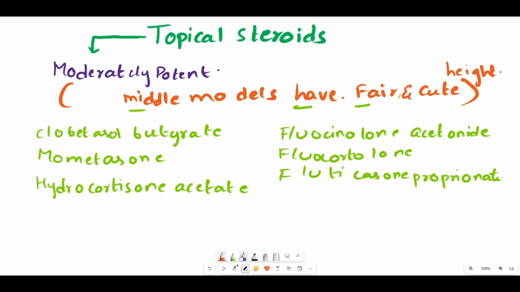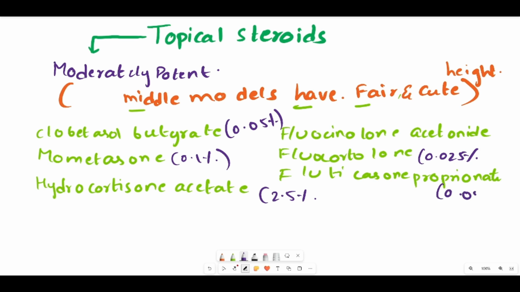Now let's see the percentages of each one. Clobetasol butyrate has 0.05 percentage. Mometasone has 0.1 percentage. Hydrocortisone has 2.5 percentage. Fluocortolone has 0.025 percentage, fluticasone propionate has 0.05 percentage, and fluocinolone acetonide has 0.01 percentage. So only two drugs have the same percentages: clobetasol and fluticasone propionate.